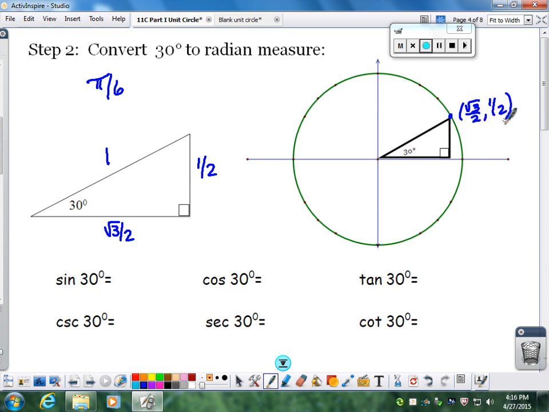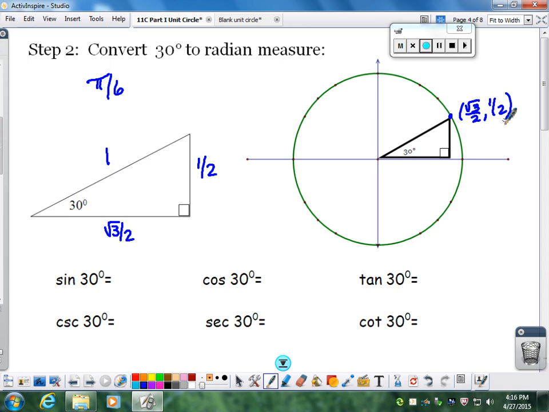This is what you're going to have to memorize. So a 30-degree angle is always going to have those x and y values. It might change the sign depending on what quadrant it's in, but it's always going to have those values. All right, so let's figure out our trig functions in the first quadrant, and then we'll talk about them for the rest of the quadrants.